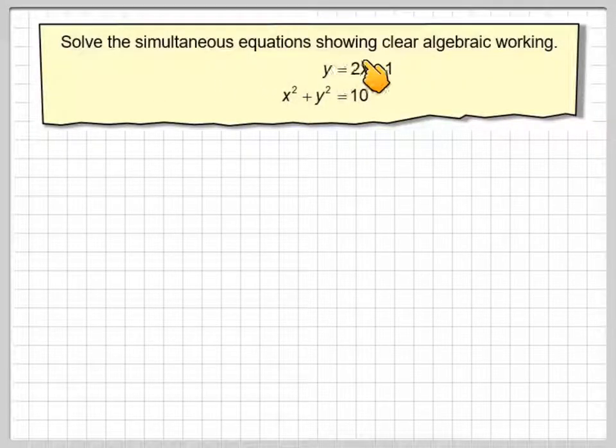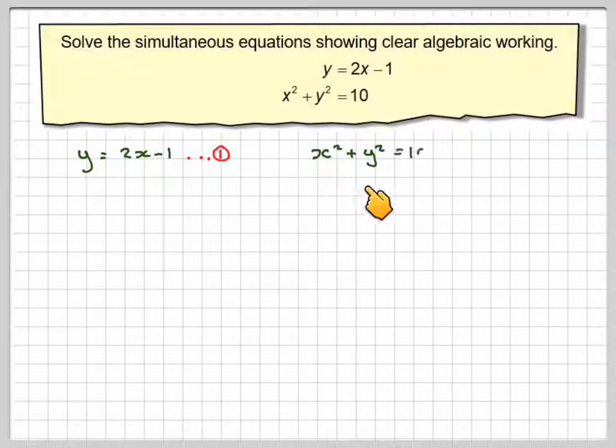Solve the simultaneous equations showing clear algebraic working. You've got y is equal to 2x minus 1, and then you've got x squared plus y squared is equal to 10. So basically you've got a circle and a line meeting it. So we've got y is equal to 2x minus 1, we'll call that equation 1, and we've got x squared plus y squared is equal to 10, we'll call that equation 2.